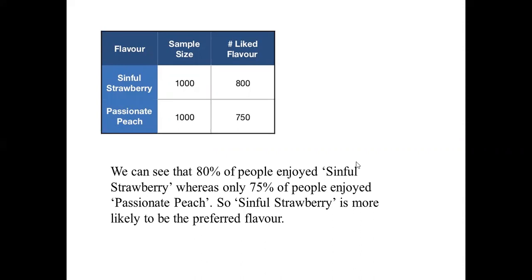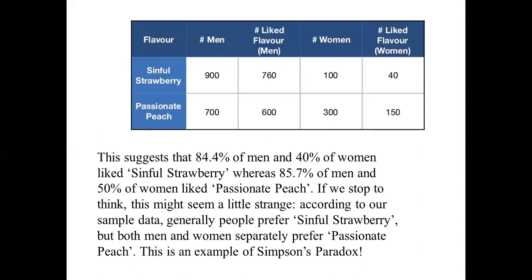But now let us go for the subgrouping. While taking the survey, the company took a separate gender-wise analysis, that is, how many men and how many women. For example, for strawberry, I have 900 men and 100 women. And in the case of passionate peach, I have 700 men and 300 women. Then they took a separate survey: out of 900 men, how many like this flavor, and out of 100 women, how many like this flavor. Similarly, the same analysis for the peach.